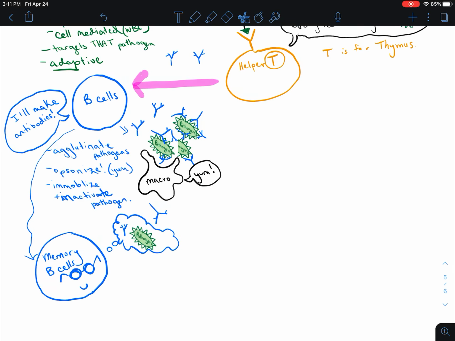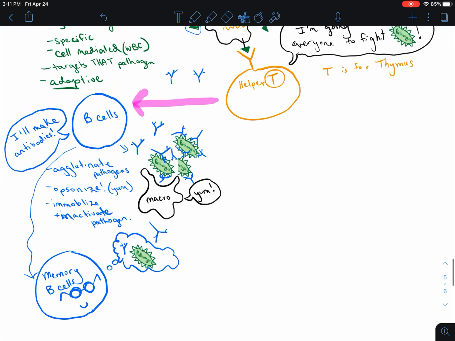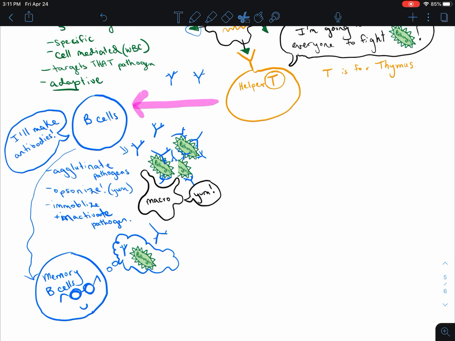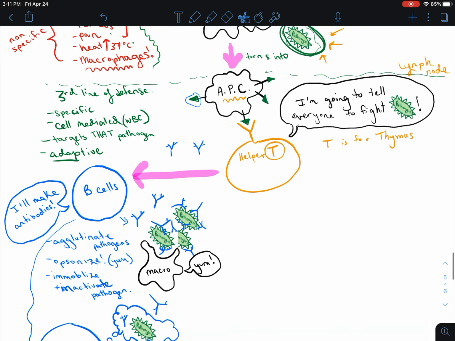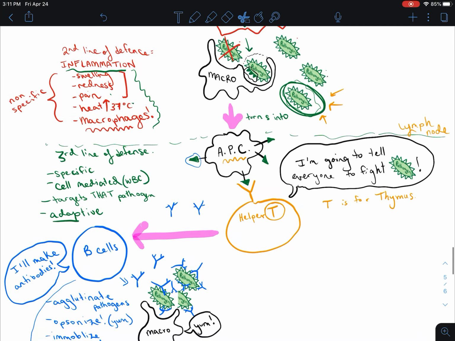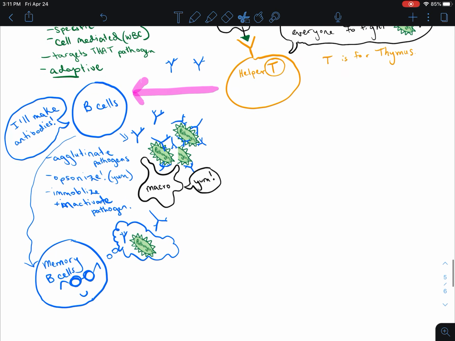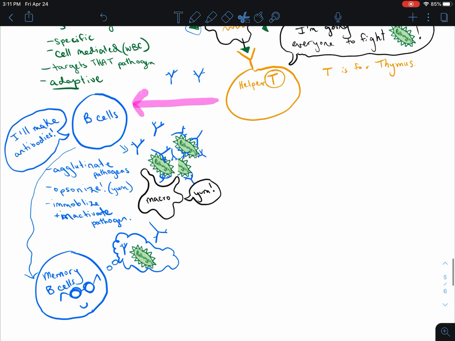Okay, so that's really important because even once this immune response is totally done, we're going to have some of these intelligent memory B cells that if they ever run into that pathogen again, they'll be able to start pumping out antibodies immediately. They don't have to wait for the macrophage to swallow it and to tell the helper T cell what's going on. Okay, they can get right down to business. All right, so that's about it for the B cells.